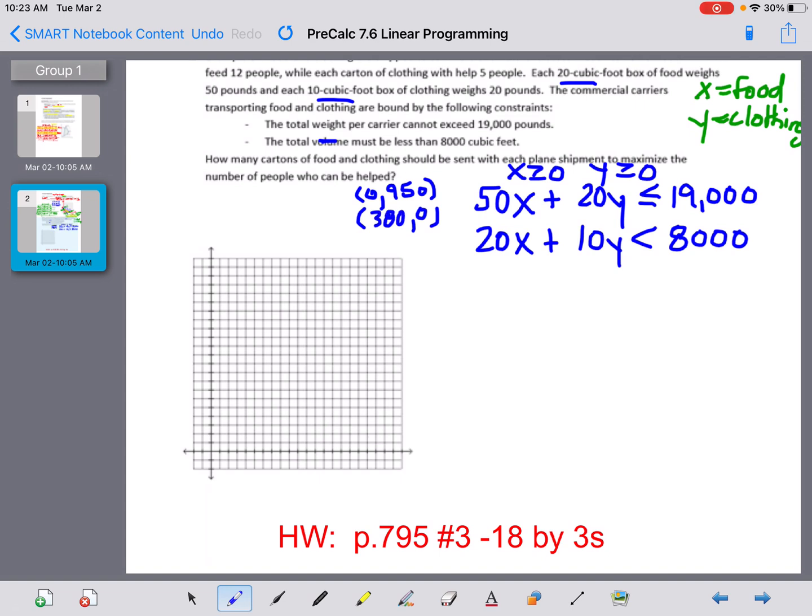One thing I can say for sure is that my points are huge, which means I'm going to need to scale my graph. But this is real world, big numbers, things like that. On my second equation, if I plug in 0 for x, I'm going to get 800 for y. And if I plug in 0 for y, I'm going to get 400 for x. So my y's go as high as 950, and my x's go as far as 400.